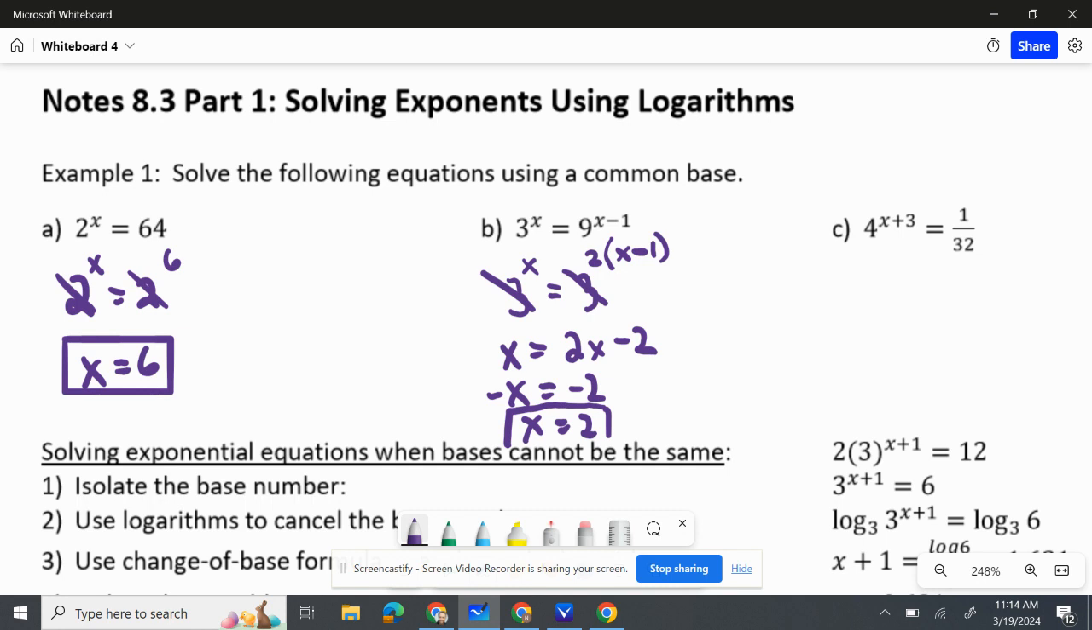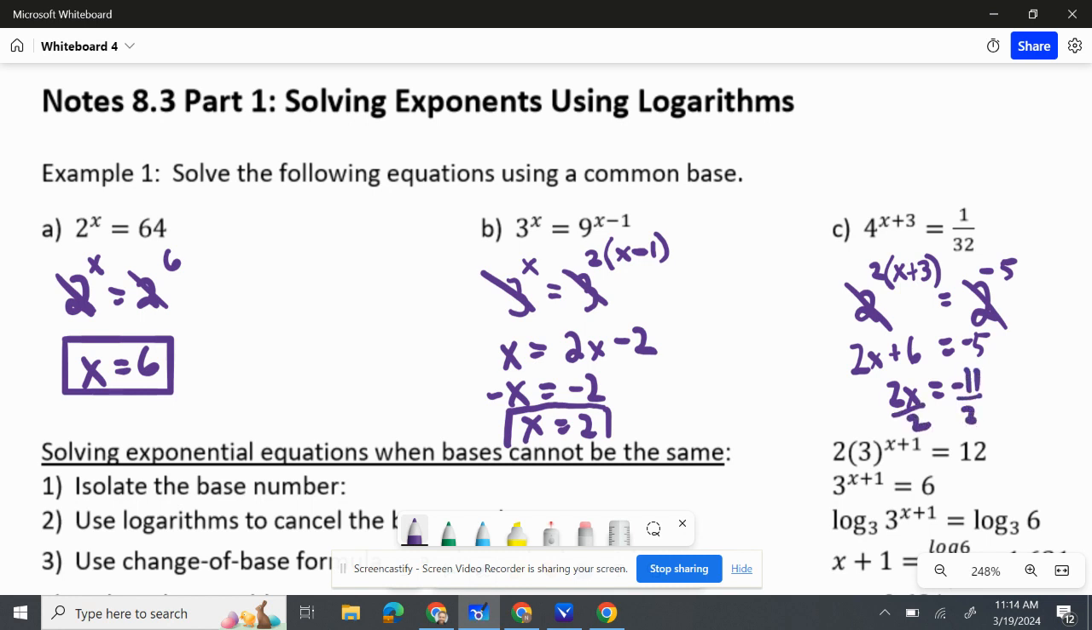And then for the last one, we're going to find a common base. That would be 2 again. So this would be 2 squared is 4, and then we have the x plus 3. And 32 is 2 to the 5th. Now, since it's a fraction, I'm going to put negative 5th. Once again, the bases are the same, so we get 2x plus 6 is equal to negative 5. I'm going to subtract the 6 and get 2x is equal to negative 11. I divide by 2, and so x is equal to negative 11 halves.